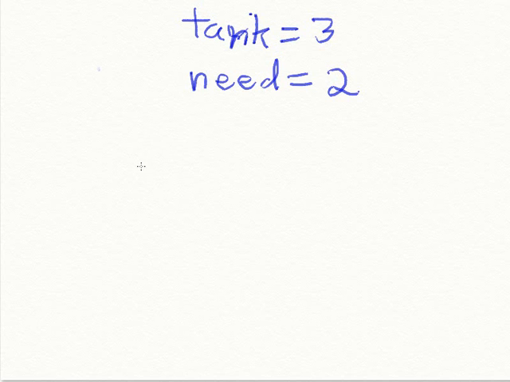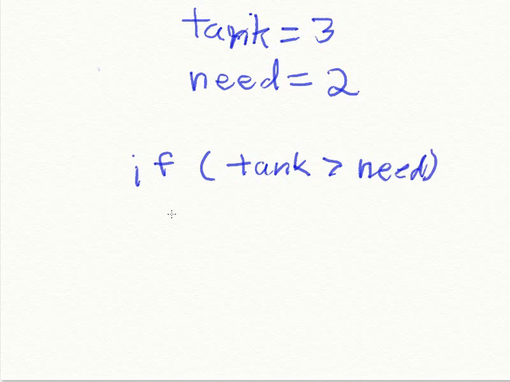Now we can write some pseudocode to describe our decision-making process. If the amount of gas in the tank is greater than the amount of gas we need, then we just go. Else, if it's not true, fill up.